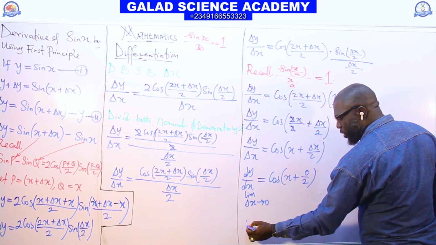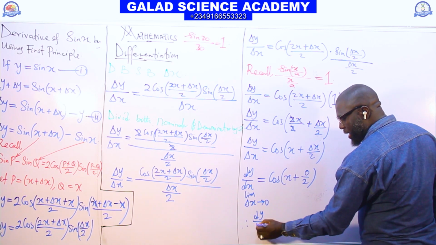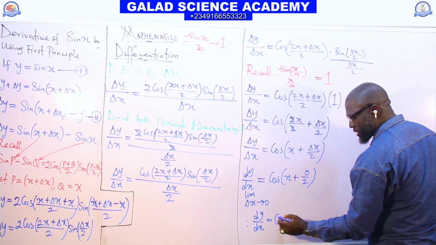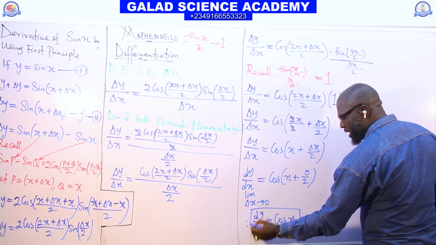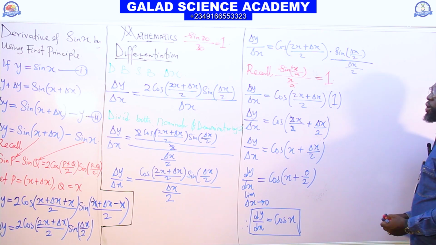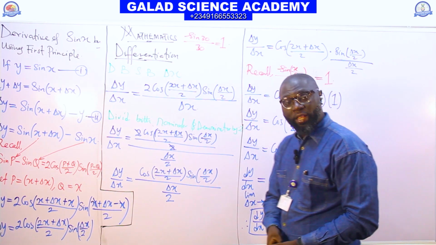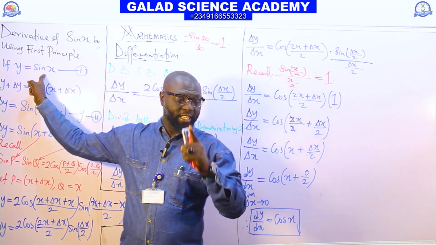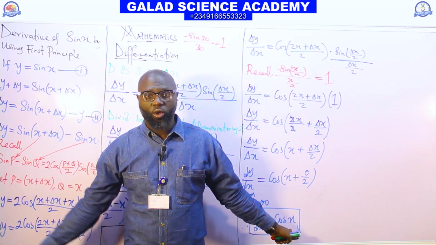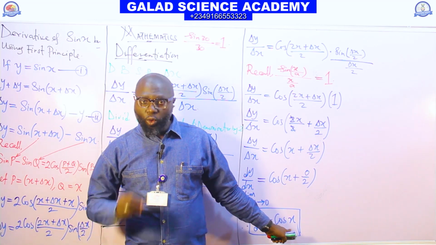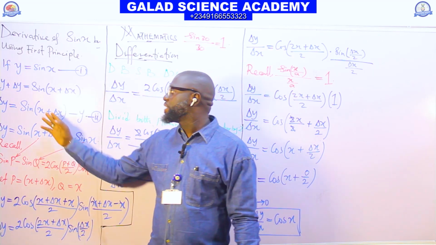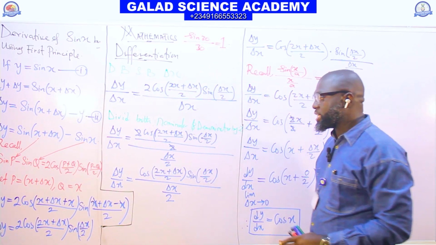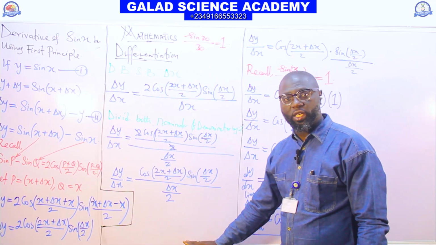At the end of the day, therefore, we have dy dx equal to cos x. This is the derivative of sine x. Whenever you are asked to find the derivative of sine x, the answer is cos x. So if you have to prove the derivative of sine x, show that the derivative of sine x is cos x by using first principle.